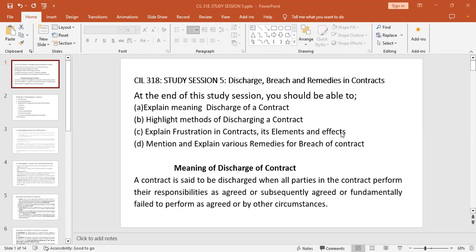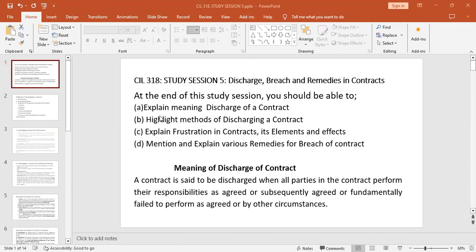So at the end of this study section, you should be able to, one, explain the meaning of discharge of a contract. Number two, highlight the methods of discharging a contract. And number three, explain frustration and its elements and effects. And lastly, mention and explain the remedies for breach of contract. Those are the things that we are expected to know at the end of this study section.